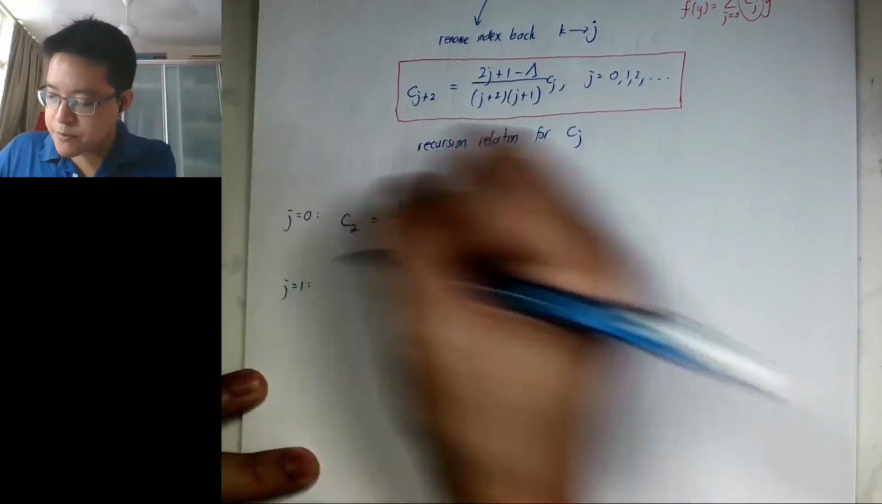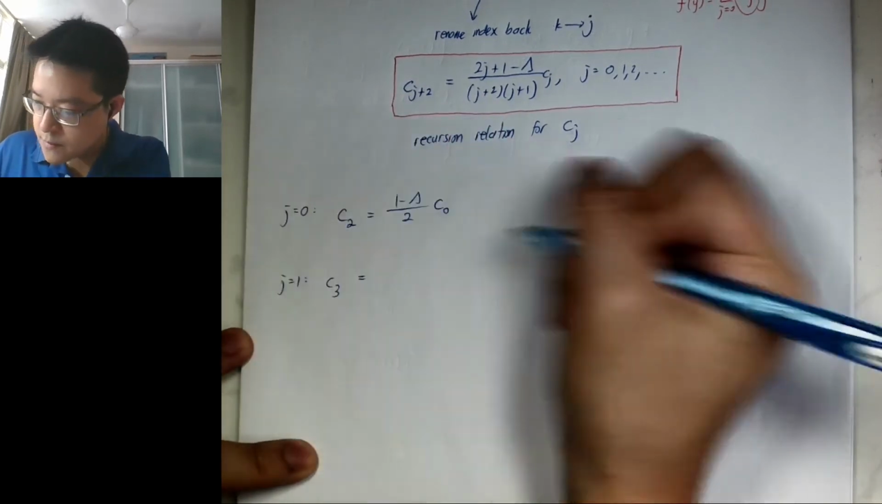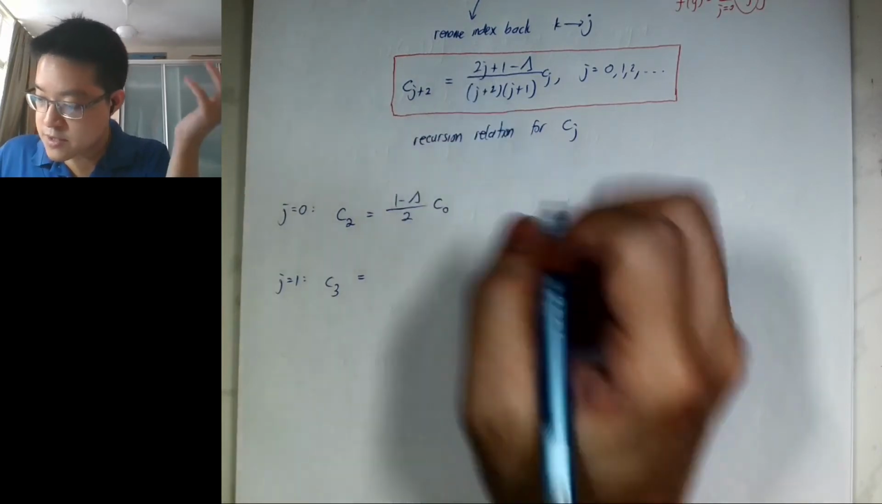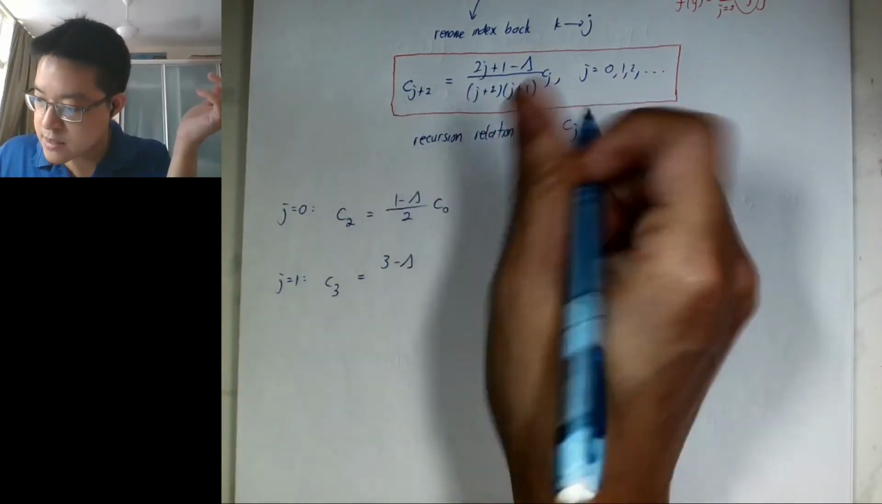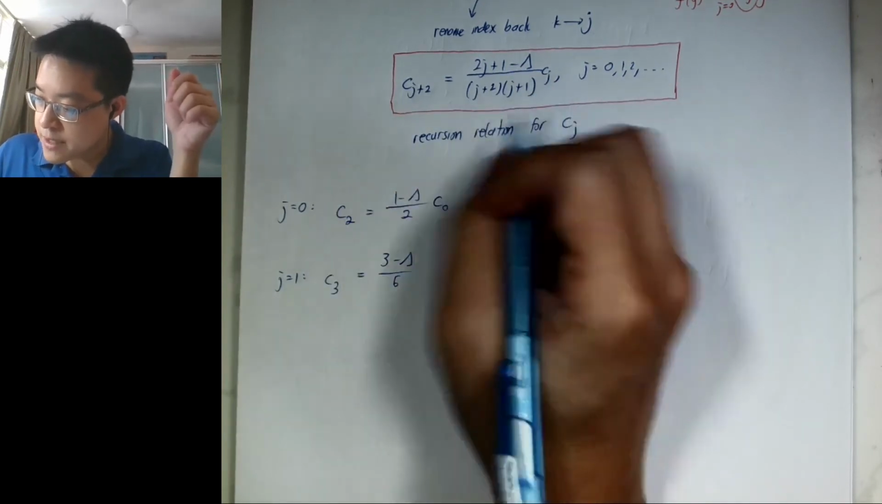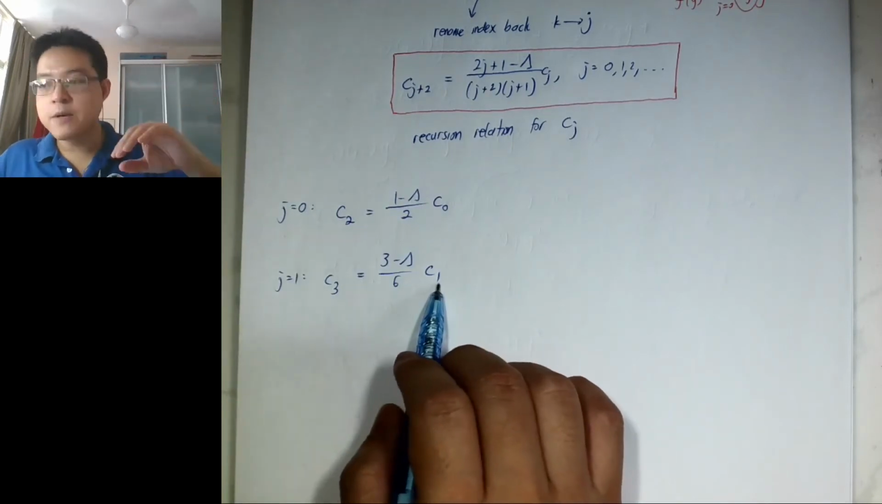Let's see what happens if I put in j equals 1. If I put in j equals 1, I got c3. Then it's 2 plus 1, so it's 3 minus lambda, 3 times 2, so you got a 6. And then j equals 1, so it's c1. See, this one depends on c1 itself.